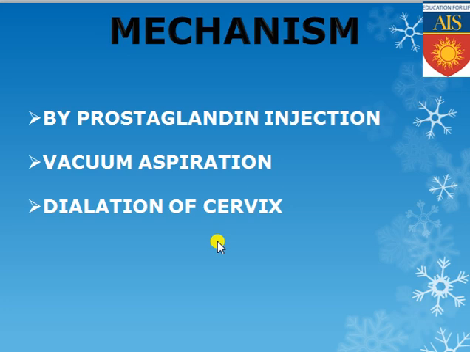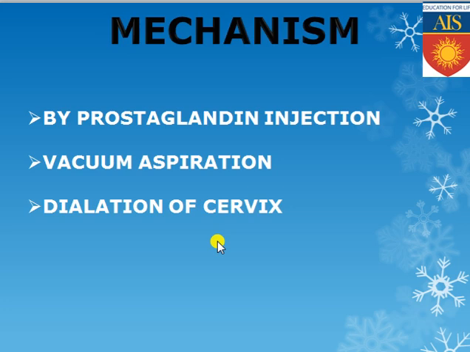Vacuum aspiration. This is the method where we use a vacuum cup, or rather a vacuum aspirator, by which we withdraw the crushed embryo present within the mother's womb. First of all we crush the embryo within the mother's womb, that means we kill that.